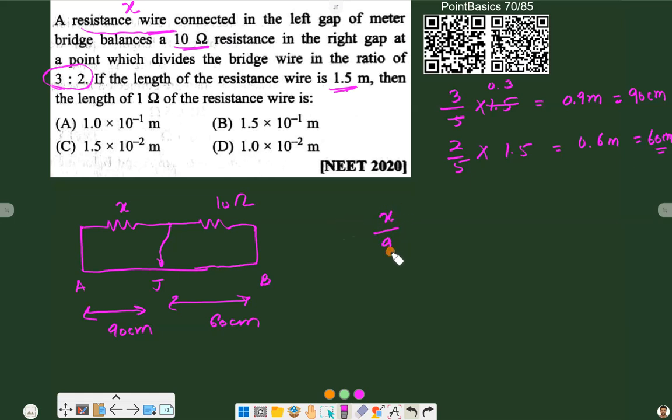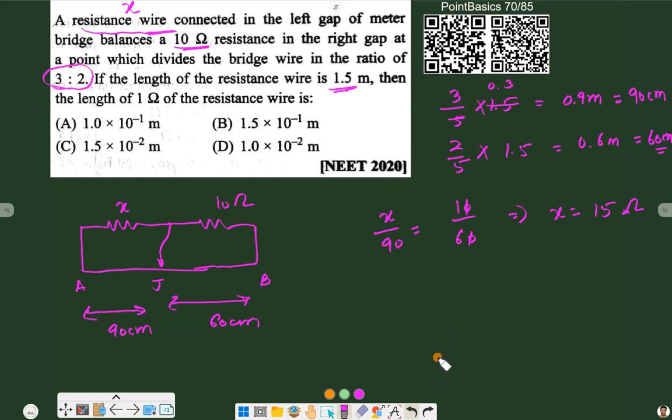So using all these, we can find out the value of x. So x by 90 is equal to 10 by 60. So using this, x will be 15 ohm, and the length of 1 ohm resistance of the wire is.